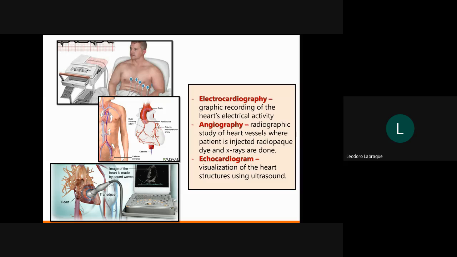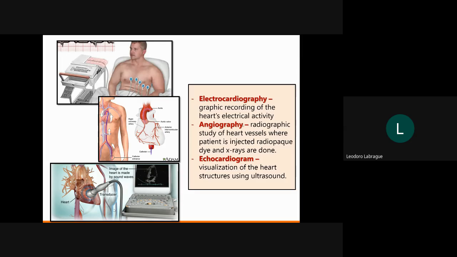Now, the second procedure is quite invasive because it poses a risk to your patient. We call this one angiography. I do not know if you have heard of angiography. This is a radiographic study of the heart vessels where the patient is injected with radiopaque dye, and X-rays are done. It is almost similar to barium. However, in this procedure, remember your heart has a lot of blood vessels that supply blood to the heart muscles itself.